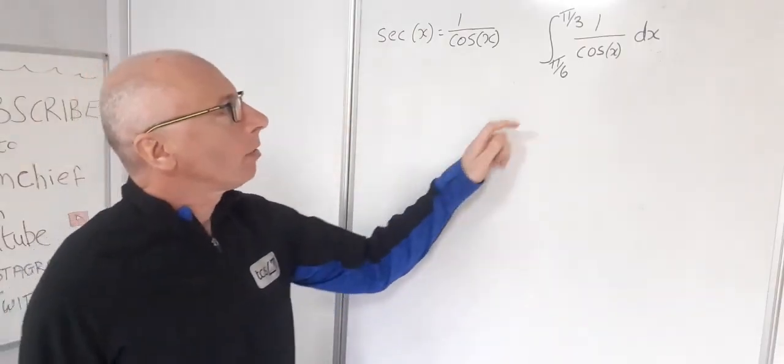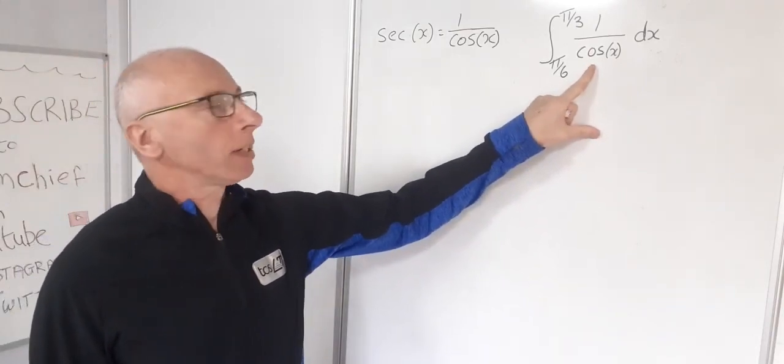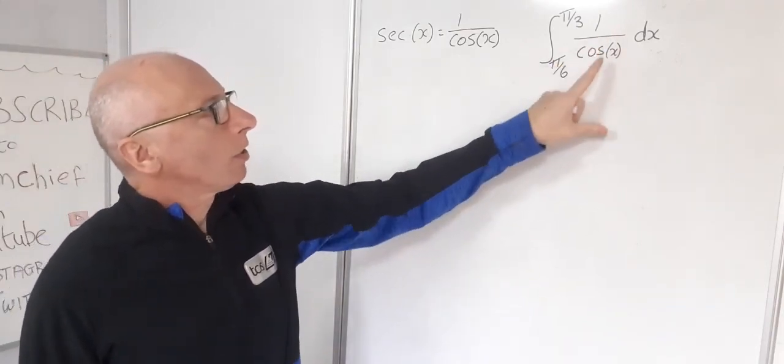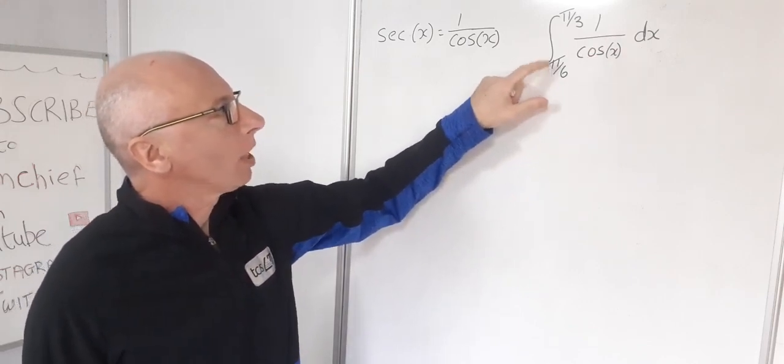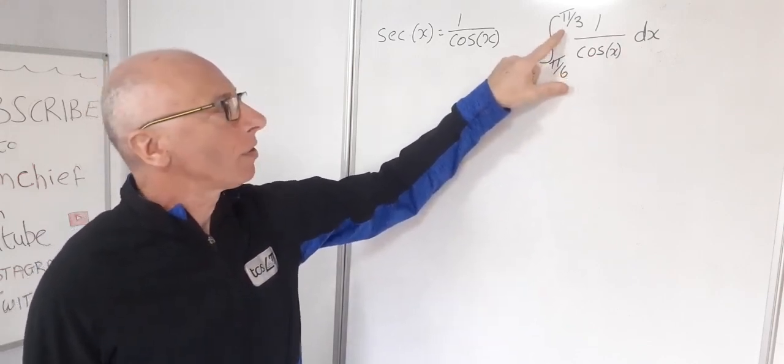So we've got this question here. We want to find out the value of this integral. It's 1 over cosine of x with regards to x, and the parameters are pi over 6 to pi over 3.